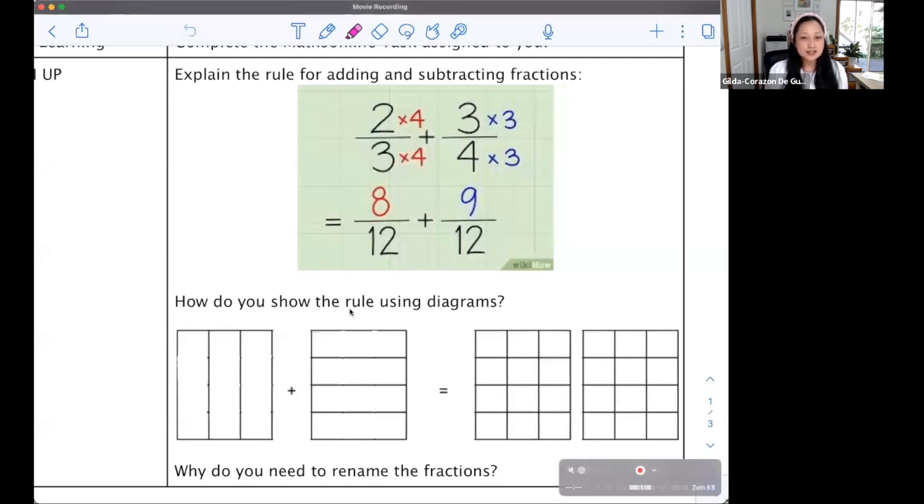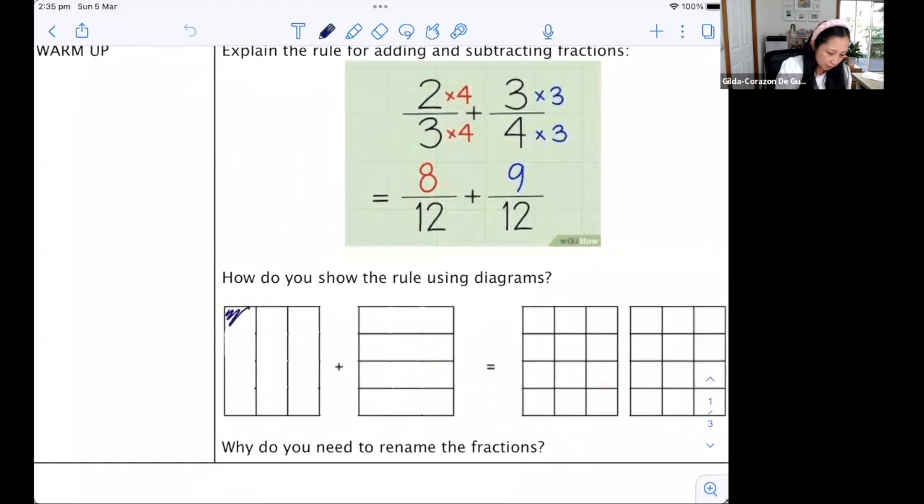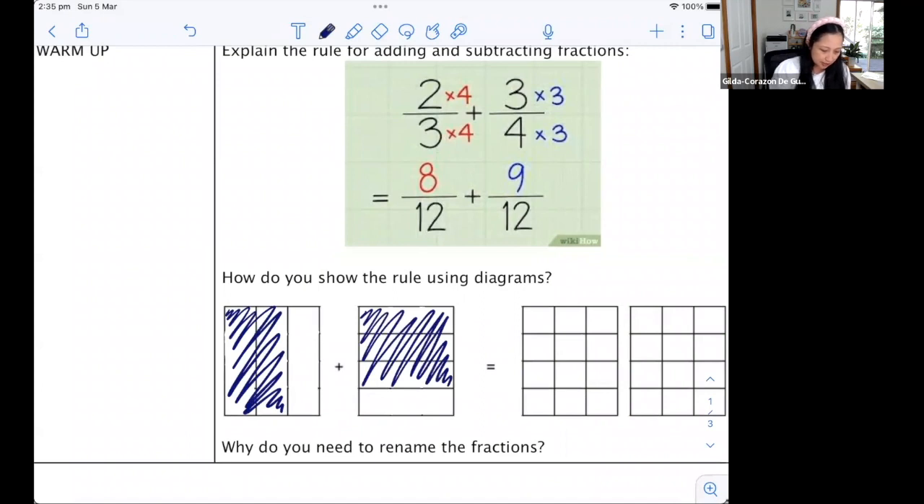But how do you show that using diagrams? So I've got here a rectangle. These are all of the same size wholes. So that's one whole, another whole, and then you've got here 2 wholes. So we've got here 2/3. How do we make 2/3? Let me just change that color. 2/3 would be if you would have this bit here shaded. And what we want to add would be 3/4. We've got shading 3/4 here. I think you'll be shading them better. Let's do that better.